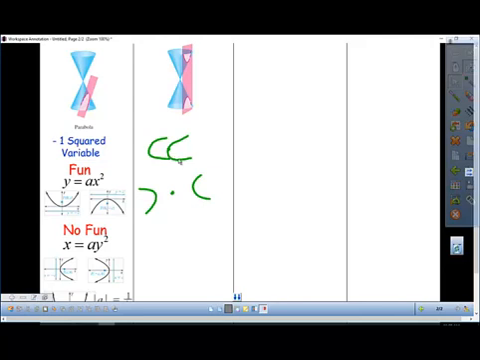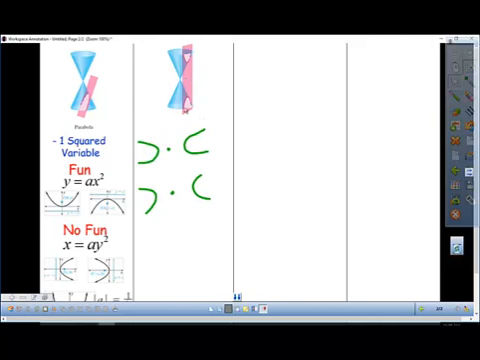Okay, let me see if I can grab this. There it is. If that flips out that way, and then this one kind of rotates this way, and then flips over this way, then we have what's called a hyperbola.